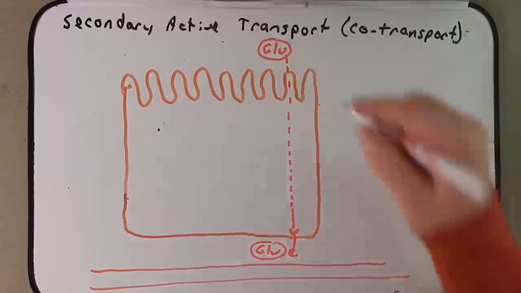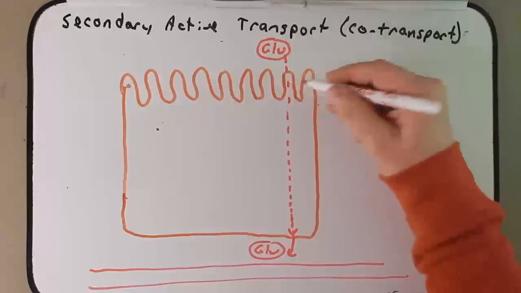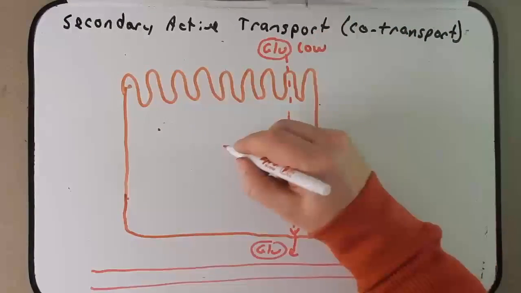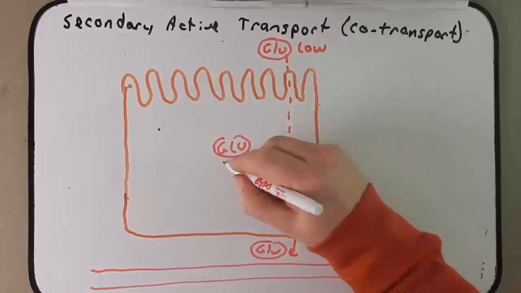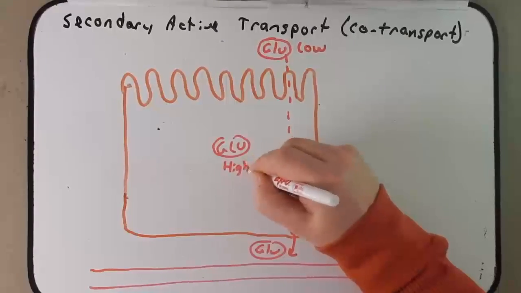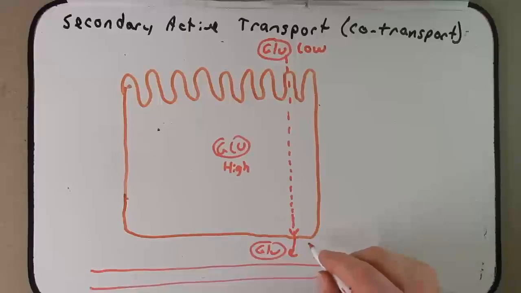One of the problems, though, is that outside of this cell, glucose is low. Glucose in the cell, relatively speaking, is high concentrations. And again, on this side of the cell, glucose is also low.